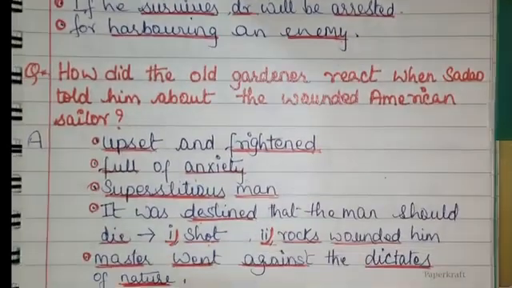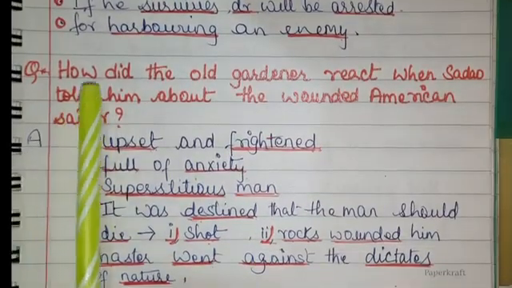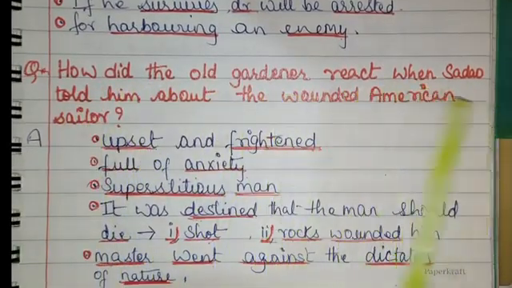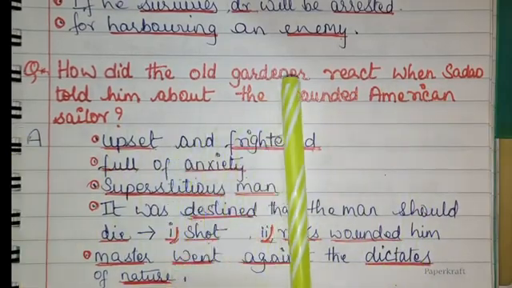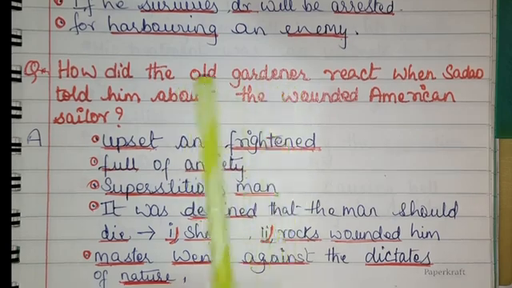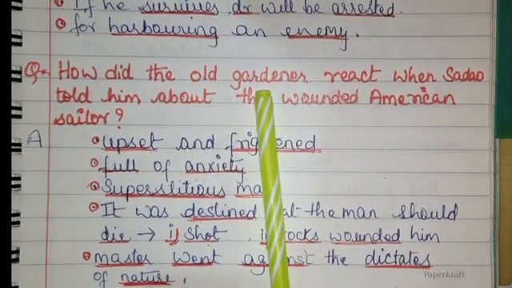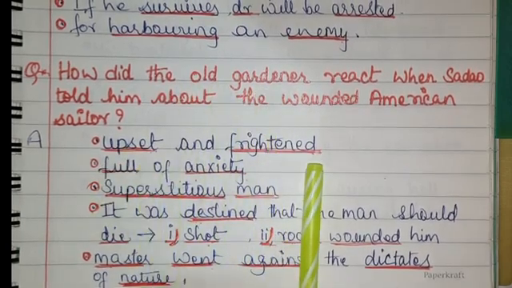Let's move to the next question, which is a very important one. How did the old gardener react when Sadao told him about the wounded American sailor? See, the old gardener, who used to work since his father's days, became very upset and frightened as well.